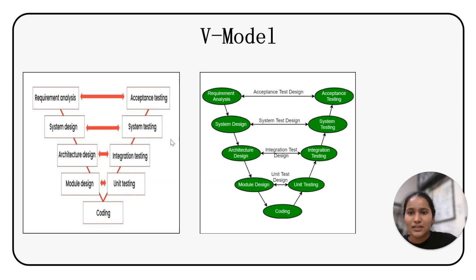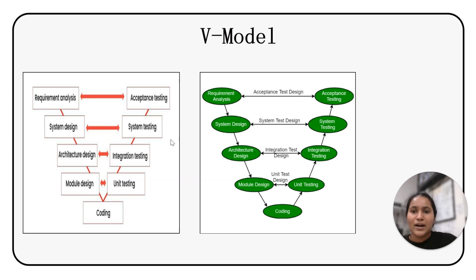In other words, both development and testing activities take place at the same time. So, in this model, the verification phase will be on one side, and the validation phase will be on the other side. That is, both the activities run simultaneously. And both of them are connected to each other in a V shape through the coding phase. Hence, it is called the V model.